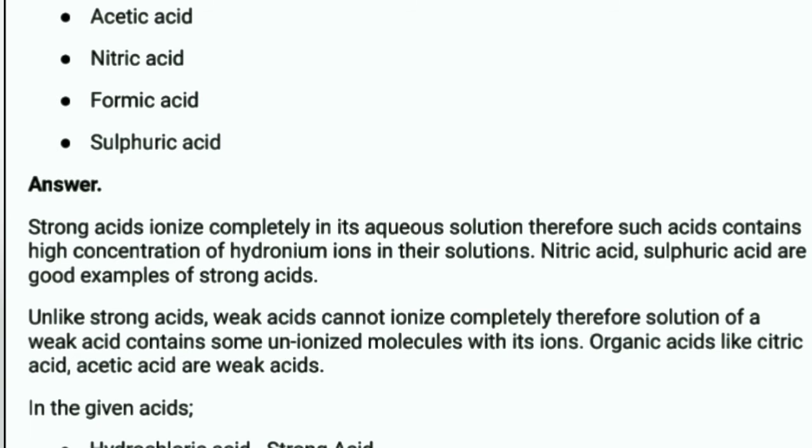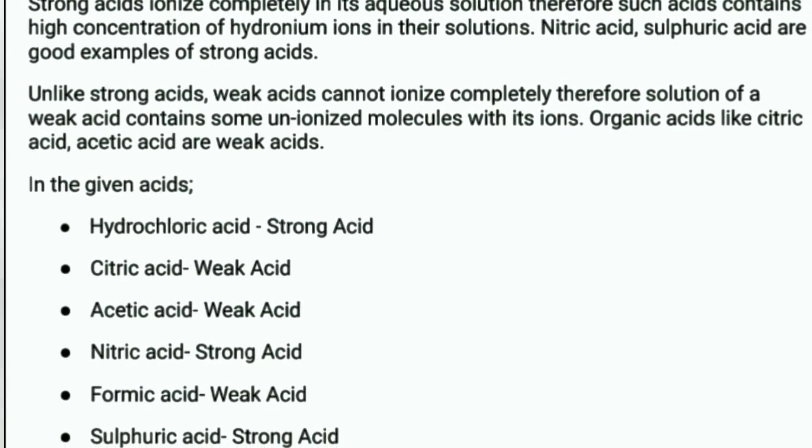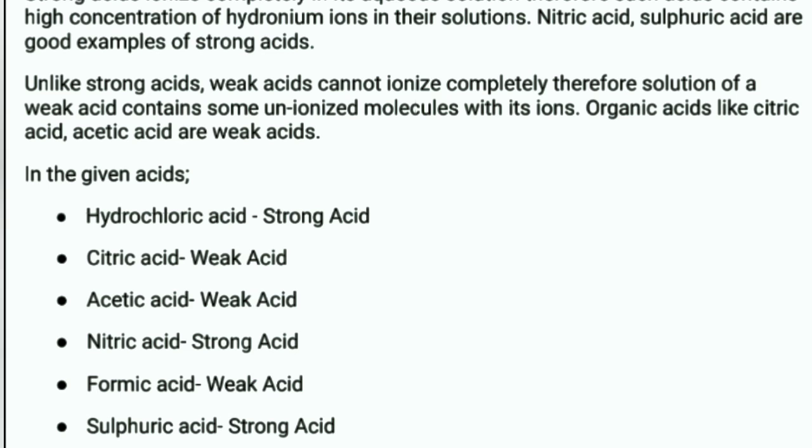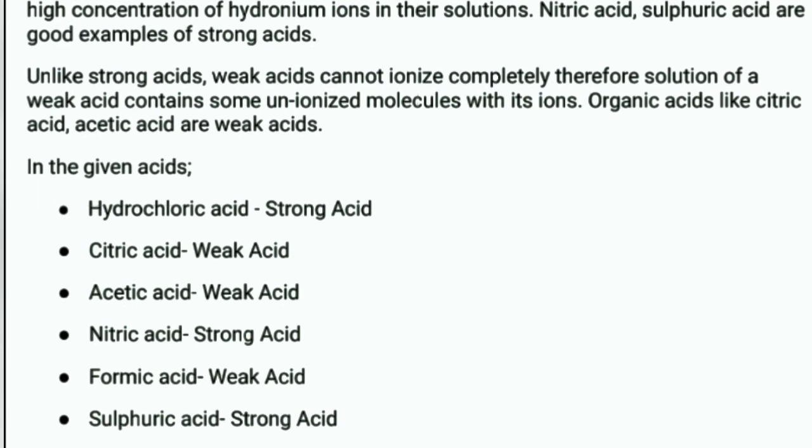Unlike strong acids, weak acids cannot ionize completely. Therefore, a solution of a weak acid contains some unionized molecules along with its ions. Organic acids like citric acid and acetic acid are weak acids. In the given list, hydrochloric acid is a strong acid, citric acid is a weak acid, acetic acid is a weak acid, nitric acid is a strong acid, formic acid is a weak acid, sulfuric acid is a strong acid.